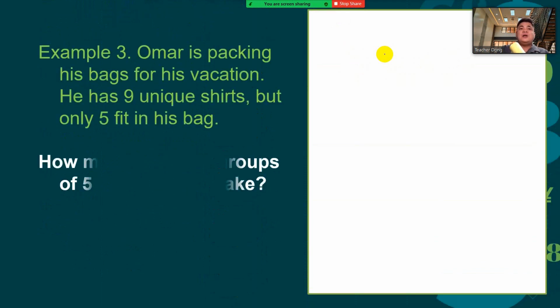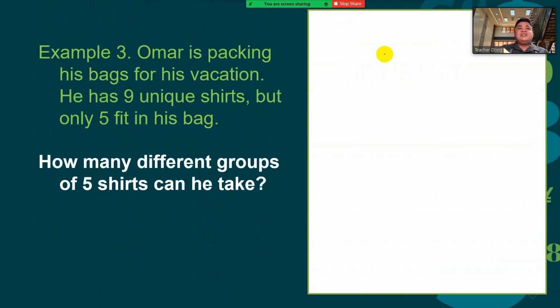Next, example number 3. Omar is packing his bags for his vacation. He has 9 unique shirts but only 5 fit in his bag. So the question is, how many different groups of 5 shirts can he take?